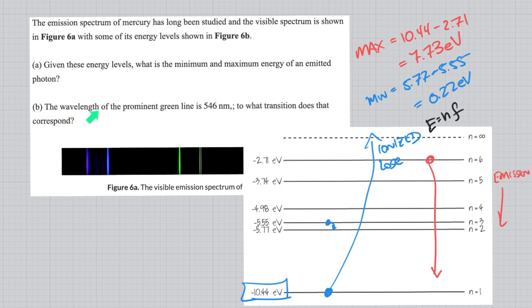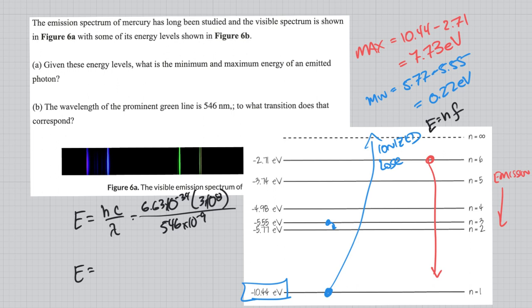The last part of the question says the wavelength of the prominent green line is 546 nanometers. To what transition does that correspond? So what I can do is I can say, okay, well, that's my wavelength. So I'm going to use hc over wavelength to figure out how much energy that is emitting. We're going to plug in Planck's constant, which is 6.63 times 10 to the negative 34, times the speed of light, which is 3 times 10 to the 8th, divided by that wavelength, which is 546 times 10 to the negative 9 meters. With that, then, we're going to get the amount of energy that it would have.